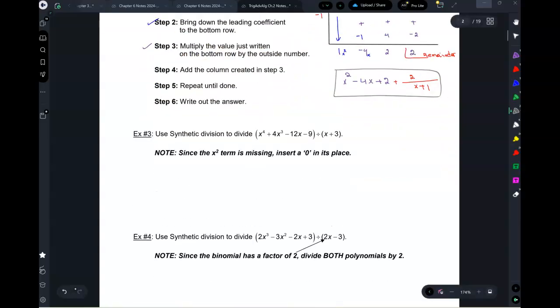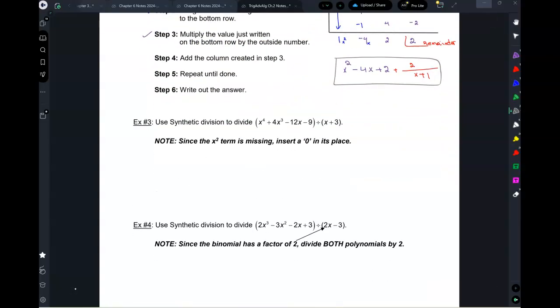Okay, let's do another one. Synthetic division of this. Let's take a look at the exponents. I have x to the power of 4, 3, oh my god, missing the 2, 1, 0. Because the x squared term is missing, we have to write a 0 in its place. So when I do this, the coefficient is 1, then 4. I'm missing the x squared term, so I put a 0 in its place. Then I just continue as normal.